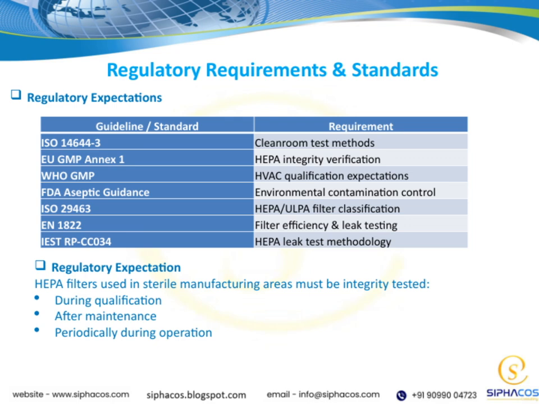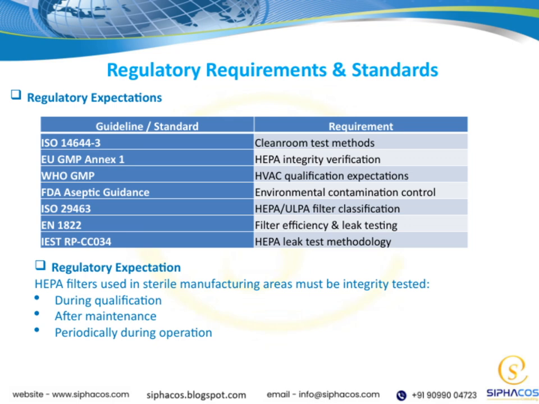There are also various guidelines and standards that inform these requirements. For example, ISO 14644-3 outlines the test methods for cleanrooms, while EU GMP Annex 1 emphasizes HEPA integrity verification specifically. The WHO GMP sets expectations for HVAC qualification, and the FDA aseptic guidance focuses on controlling environmental contamination.